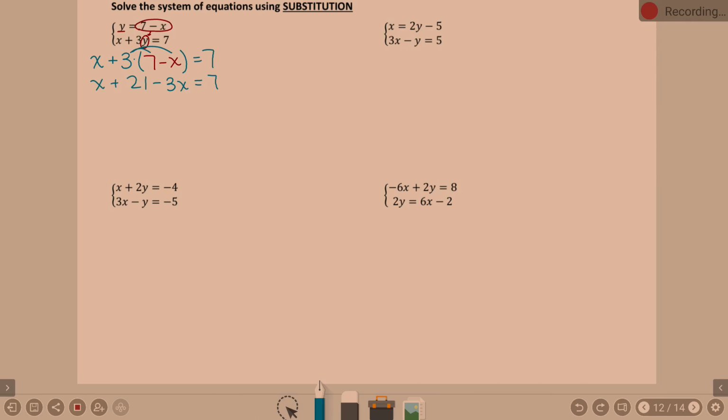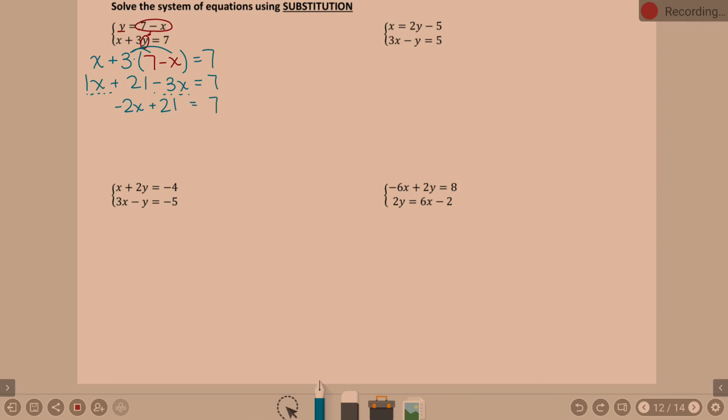What's my next step? Okay. If you look at just the left side, I have an x and a minus 3x. They're on the same side of the equation, so I don't have to do anything fancy. Just put them together. X minus 3x is what? Negative 2x. Because, of course, you guys know this is a 1x, right? So 1x minus 3x is negative 2x. I still have plus 21 equals 7.